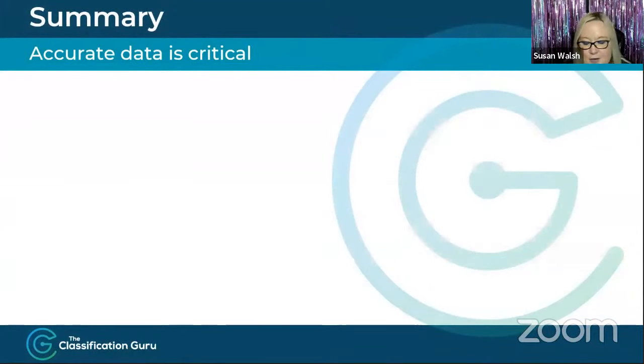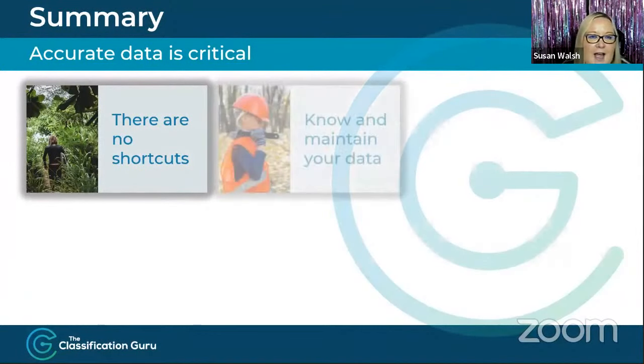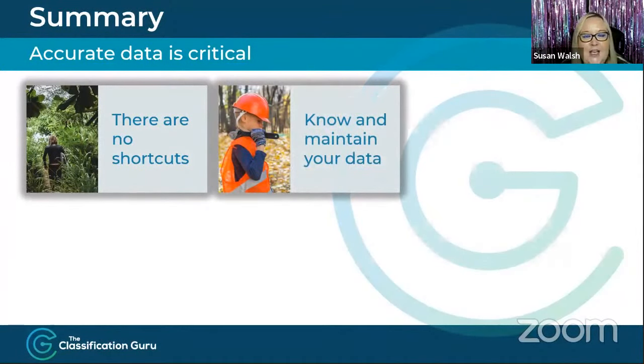Accurate data is critical to every part of the business. And there are no shortcuts. I'm sorry, but there's none. I've tried to find them. They don't exist. You have to put that effort in. But if you do it at the beginning, it will save you so much pain and effort further down the line. And, know and maintain your data.